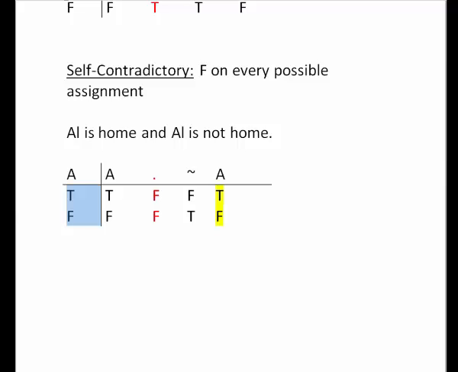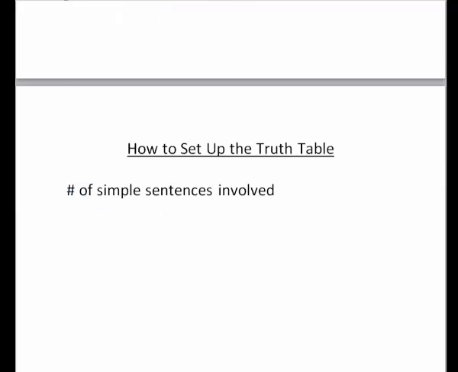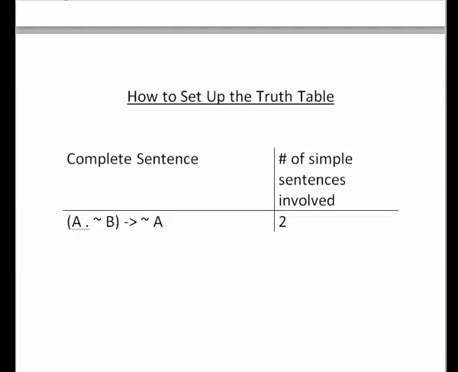And now is as good a time as any to show you the systematic way of setting up the possible assignments. So the first thing you need to know if you want to set up the truth table for a sentence is the number of simple sentences involved. So remember, in our symbolic system, each letter is a simple sentence. So the number of simple sentences is just the number of letters involved. So if I have A dot tilde B arrow tilde A, then the number of simple sentences involved there is 2. There's an A and a B. It doesn't matter that the A occurs twice. It only matters how many different letters are involved.